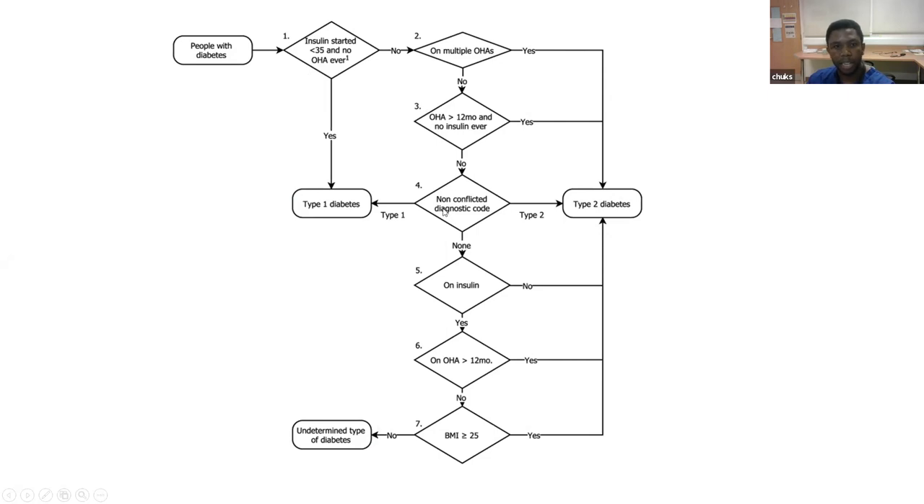Then you get into this gray area where there's non-conflicted diagnostic codes. So if the diagnosis is very clear, then they very quickly go into either type 1 or type 2. If not, then you keep going through these algorithmic processes to move people into type 1 or type 2. But essentially, this should hopefully clearly stratify patients who are most likely type 1, most likely type 2, and where there's any ambiguity, they are undetermined type, so they'll be excluded from the study or put into the non-diabetic group.